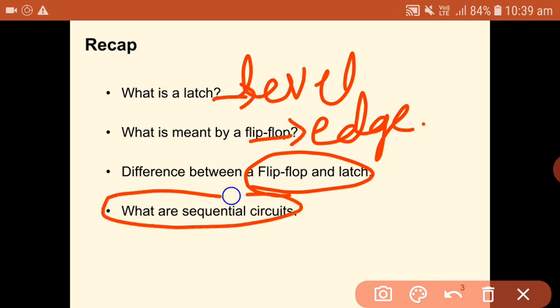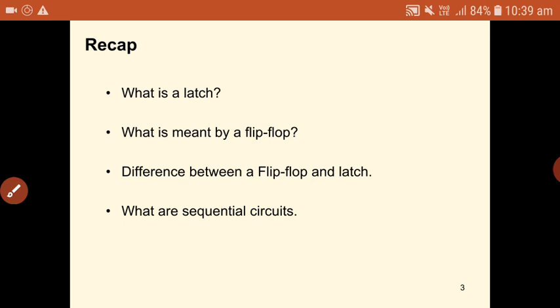And what is a sequential circuit? A sequential circuit is a digital circuit in which the output depends not only upon the present state of the input but also on the previous outputs. So in the case of sequential logic circuits, the output depends not only upon present inputs but also on previous outputs. These are the things which we have seen in the previous lectures.